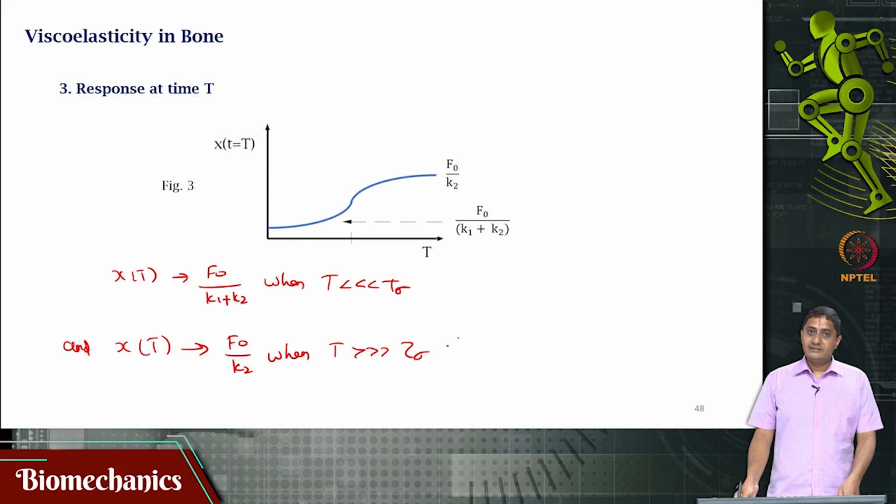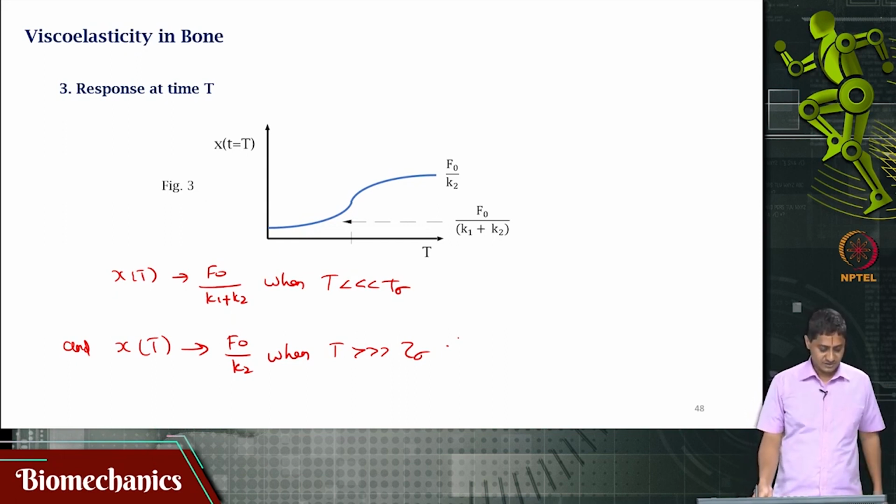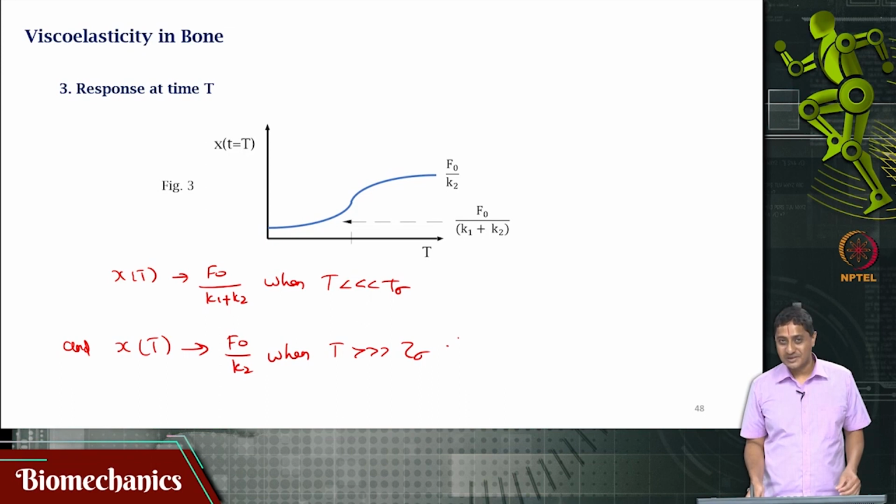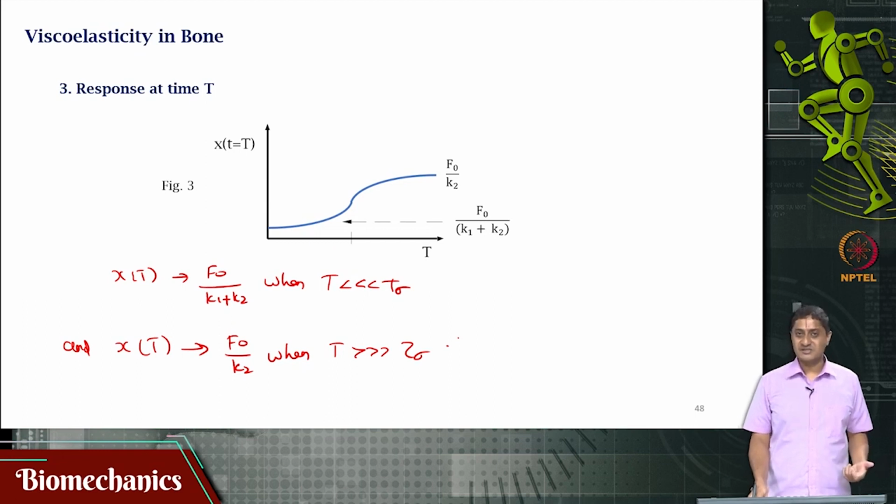And this model does agree with the experimental observations. What is the experimental observation? That deformation is lesser with faster loading and deformation is more with slower loading. This is what we observe in experiments and this is what we get with this model. So our model is able to capture with relatively good accuracy the experimental observation. That means that this is a reasonable model.